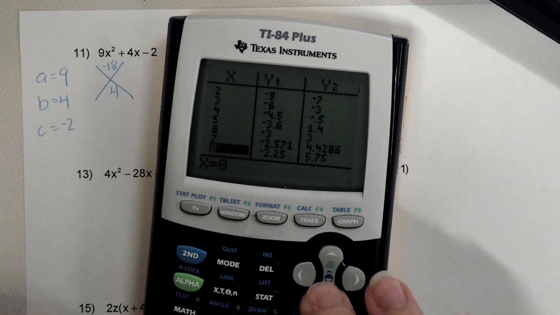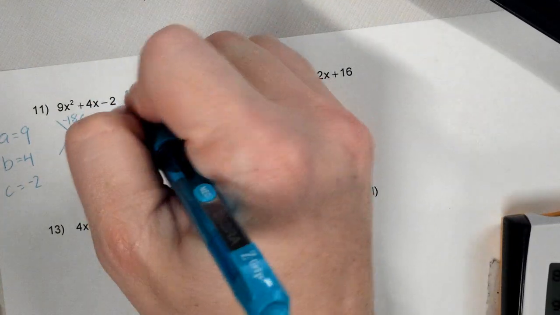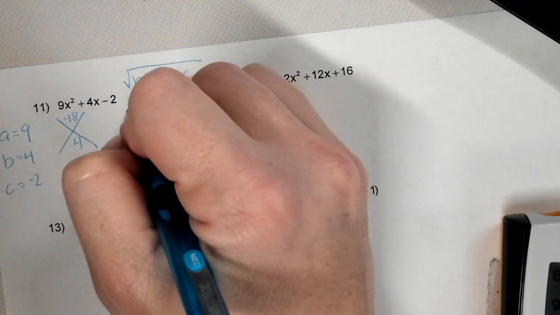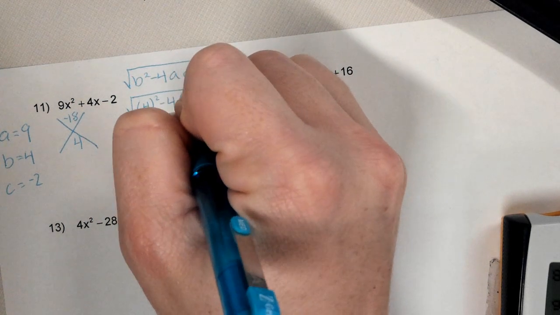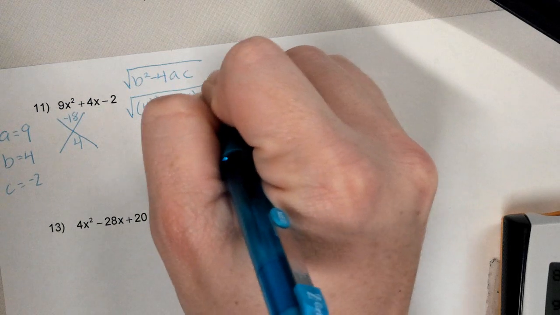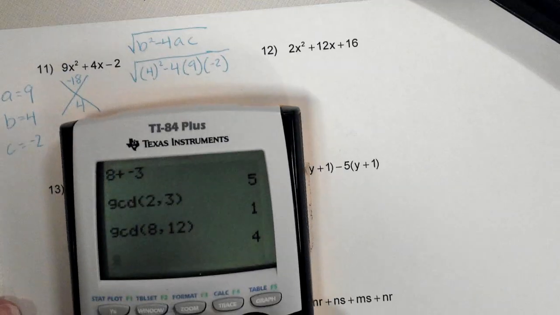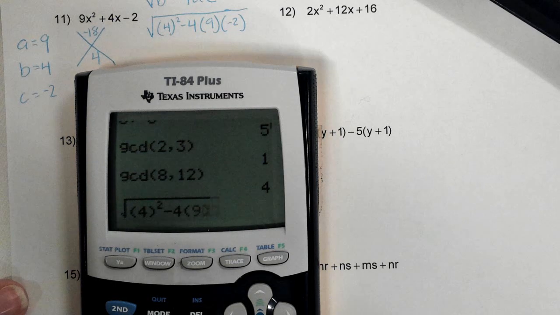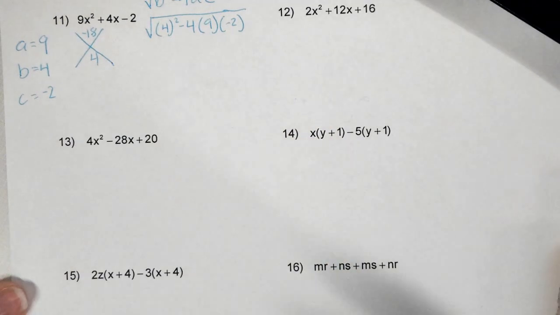I don't see it, so we're going to check if it's prime. So we're going to do the square root of b squared minus 4 times a times c, which would be the square root of 4 squared minus 4 times 9 times negative 2. I always use parentheses, especially here, because if it's negative and you don't use parentheses, it's not going to work. So remember, if it equals a pretty number, that means we're wrong and we need to double check our work. And it didn't. It equaled an ugly number, therefore this is prime.